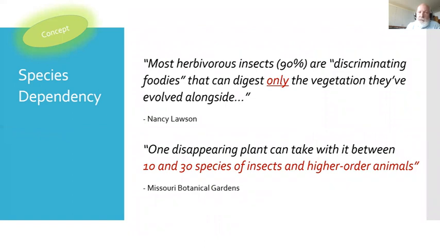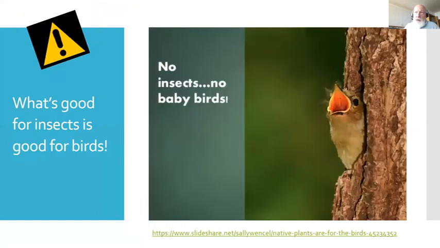Now, insects, 90% of these are discriminating foodies, right? They can digest only the vegetation that they evolved alongside. And look at what the Missouri Botanical Garden says. If you lose a native plant, you might take around 10 to 30 species of higher order insects and animals with it. Point being is that every native plant has relationships with its insects, and the relationships with its insects translate into relationships with birds. To that point, Michael, you have a question?